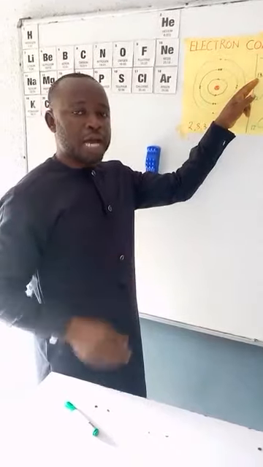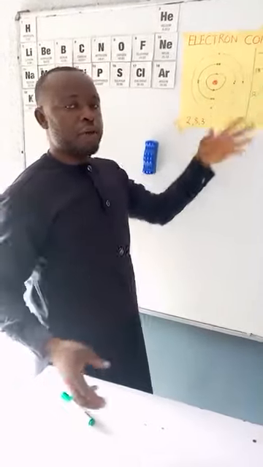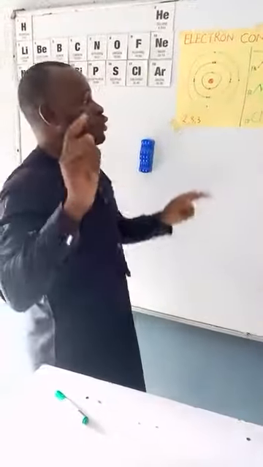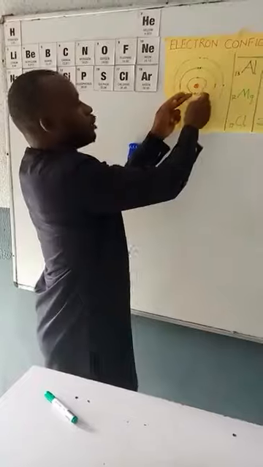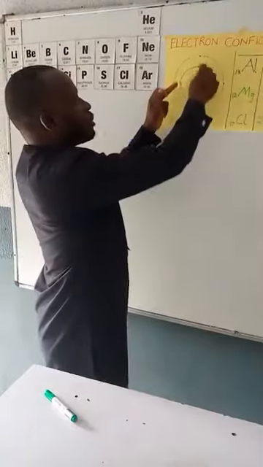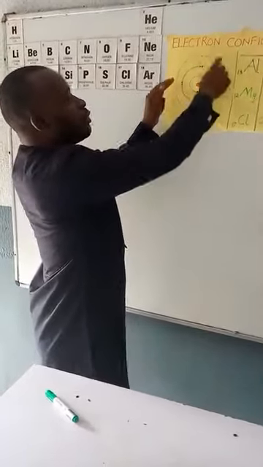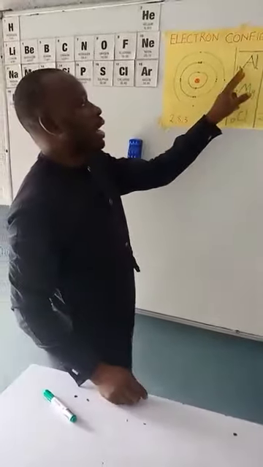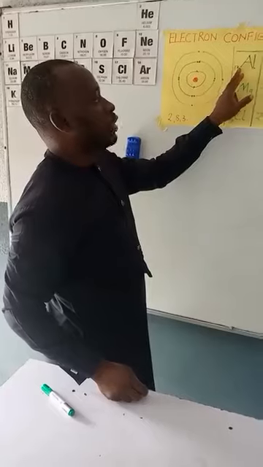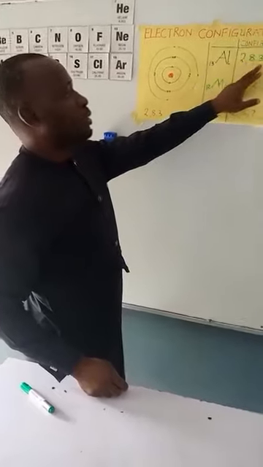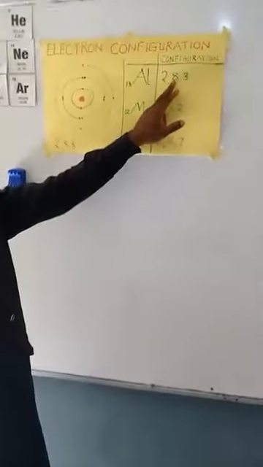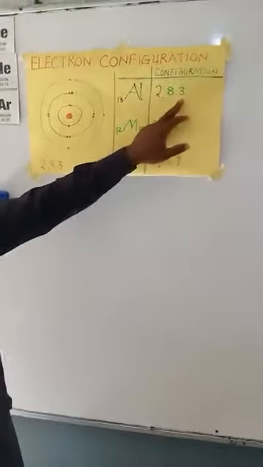These 13 electrons, how are they arranged? Are they all put into one shell? No. It is only 2 electrons that will go into the first shell, 8 will go into the second shell, and then the remaining 3 will go into the third shell. As you can see here, aluminium electron configuration is 2, 8, 3. That means 2 electrons in the first shell, 8 electrons in the second shell, and 3 electrons in the third shell.